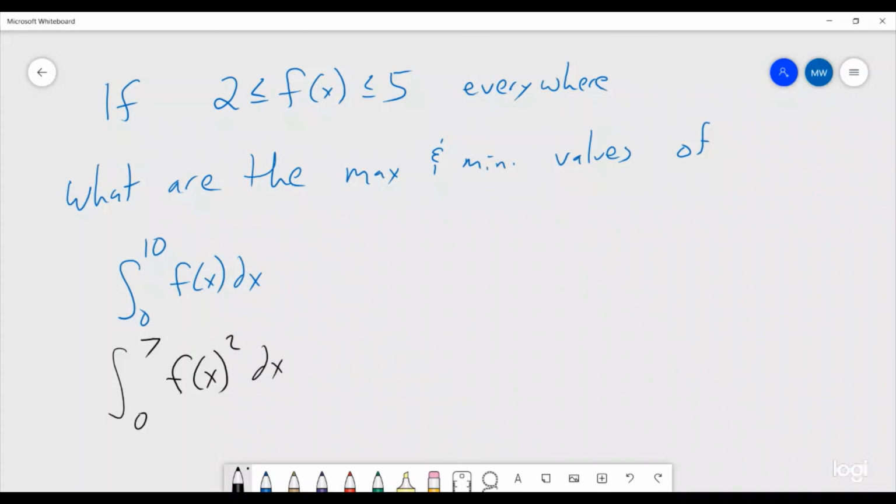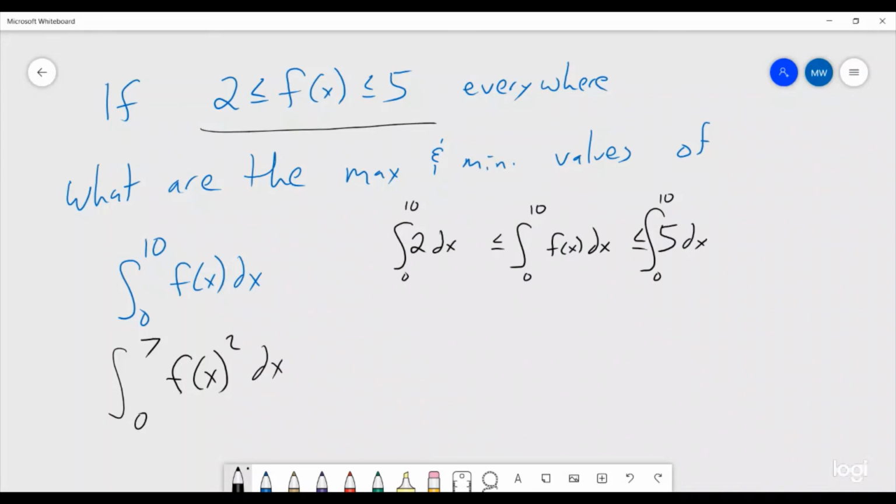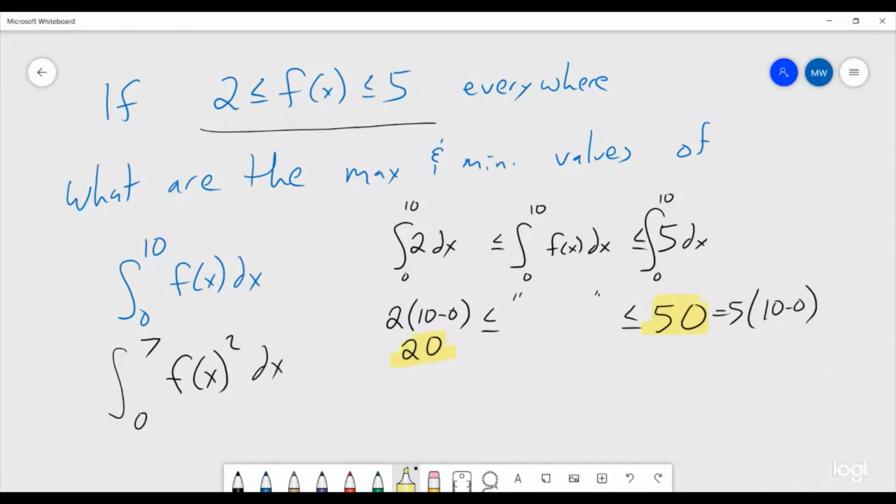So the nice thing about if you know any bounds of this, that means we can replace f of x with those inequalities. So we know that the integral from 0 to 10 of f of x dx is less than or equal to the integral from 0 to 10 of 5 dx, and is greater than or equal to the integral from 0 to 10 of 2 dx. Well, we know what these outer two are, so this one is going to be 2 times 10 minus 0. So this one's 20 is less than or equal to the integral, which is less than or equal to 50, which is 5 times 10 minus 0. So the maximum and minimum values we could get are 20 and 50.